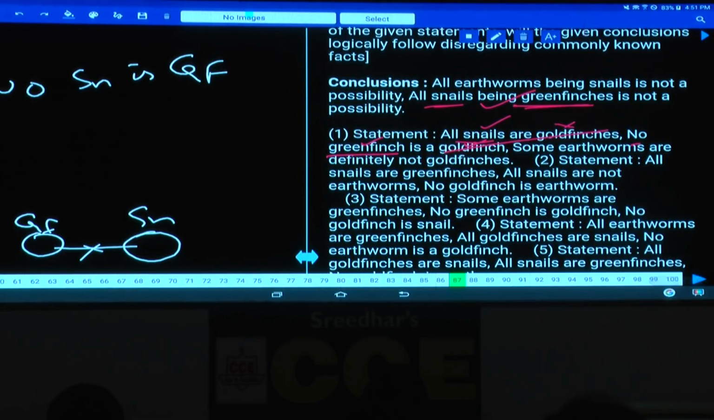Though it is a possibility, I got the definite conclusion. As a definite no is there, some not is not at all possible. Or else, if you want to draw a diagram, I will draw the diagram. Isn't it?